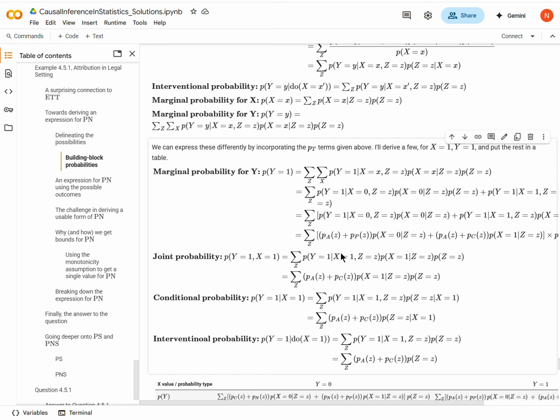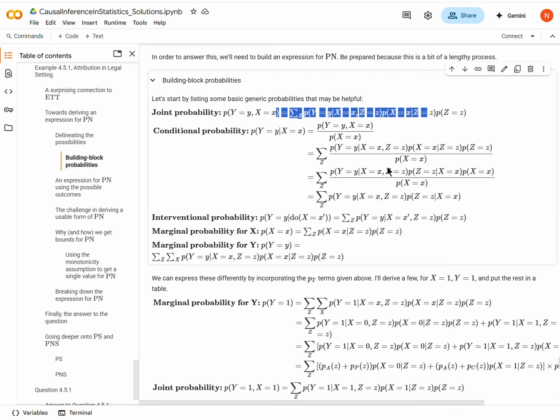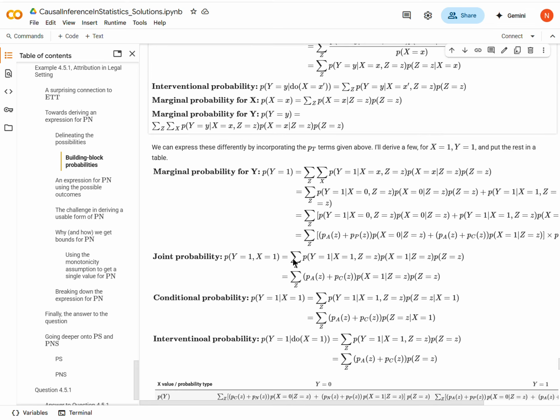Let's do the joint probability here. Again, I encourage you to look at each of these. We'll do one example for x equals 1 and y equals 1. Our joint probability, which we looked at right here, takes on this form right here.